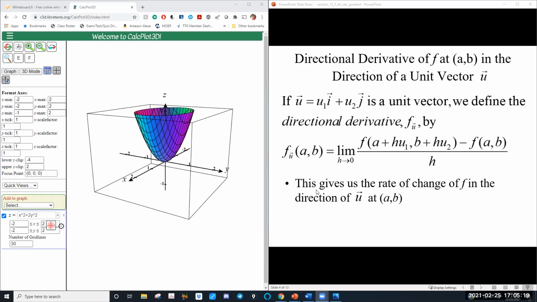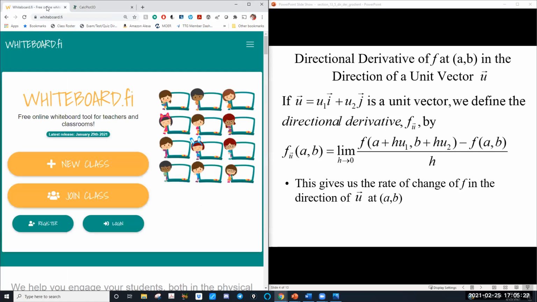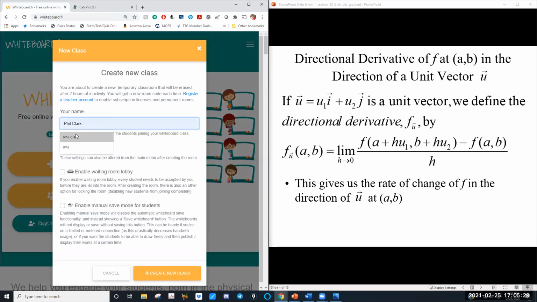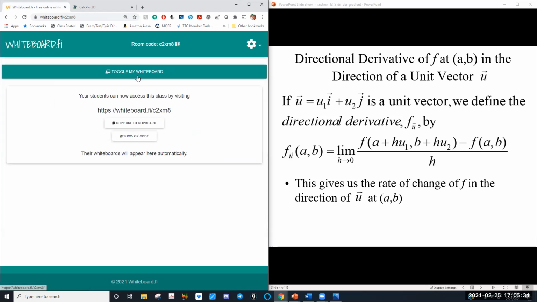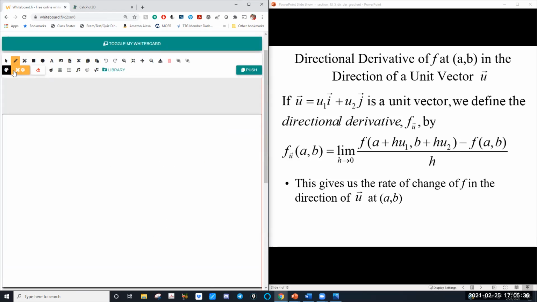What this gives us is the rate of change of f in the direction of u. Notice the notation. If you think about what we did last time, even from a notational standpoint, if we wanted the derivative in, say, the x direction, we would write f sub x of x, y.